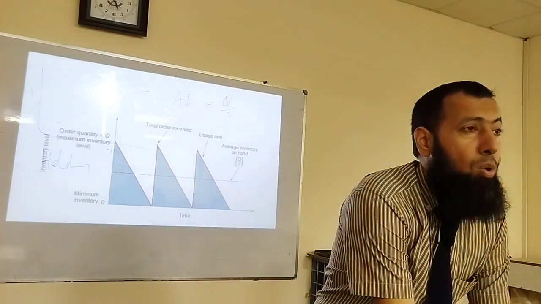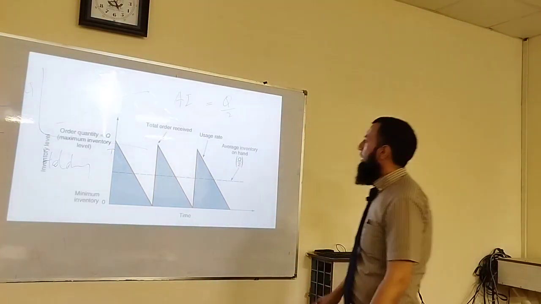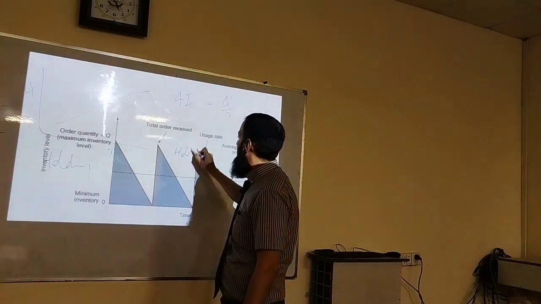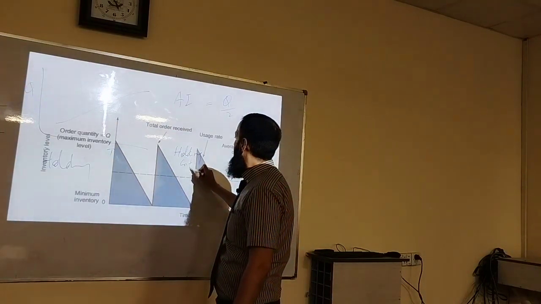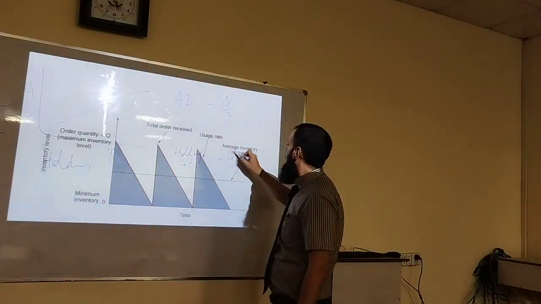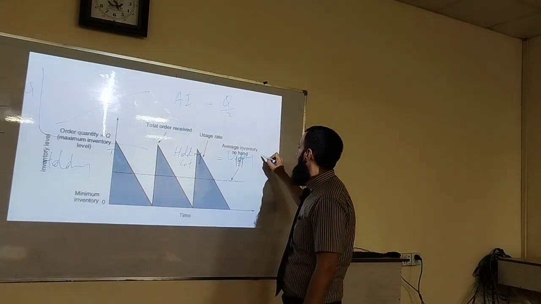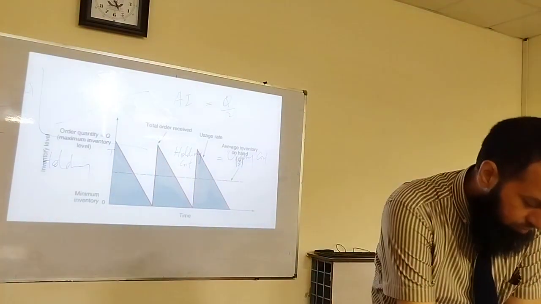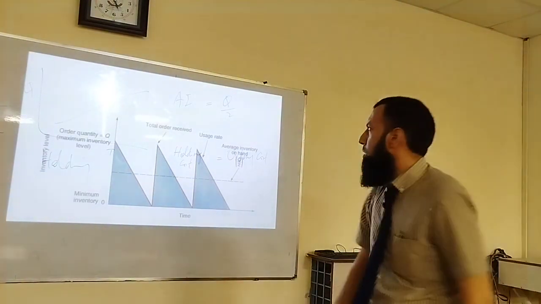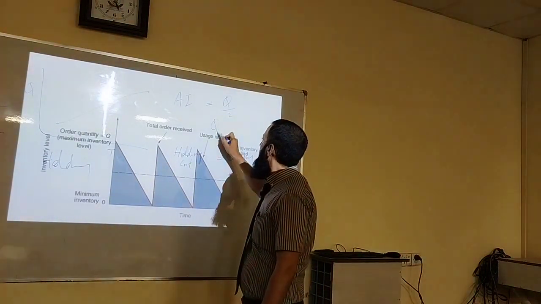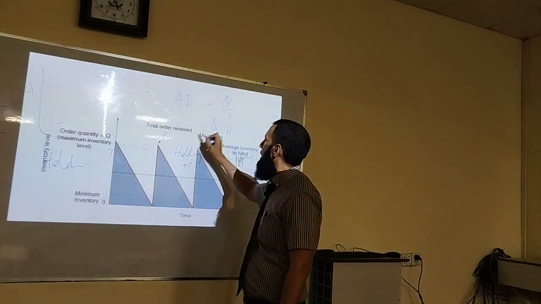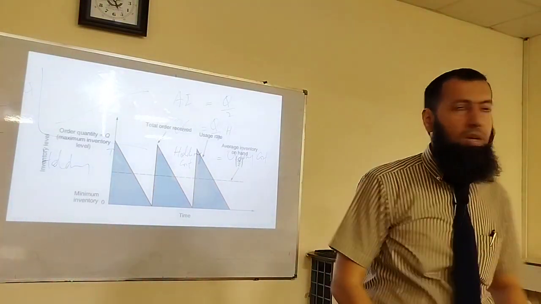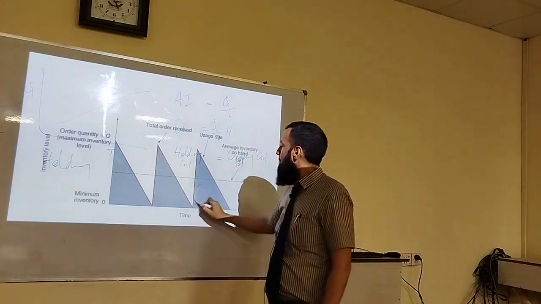Now we talked about the annual holding cost. It is the point when the holding cost is equal to the ordering cost. So Q by 2 H is our holding cost, and D by Q into S is our ordering cost. Now equate and get the value of Q.